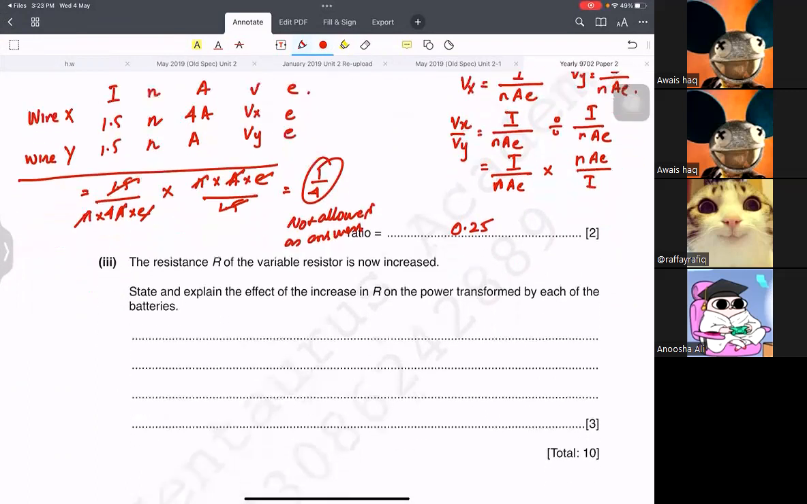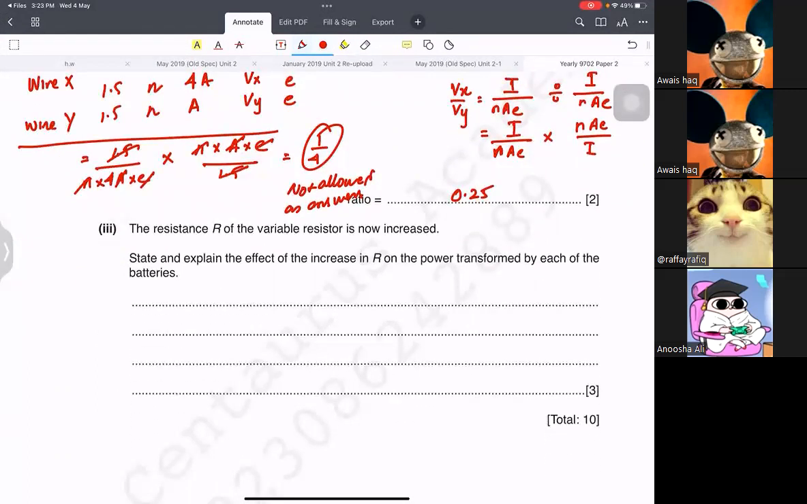Okay. Now, the resistance, R of the variable resistor, is now increased. State and explain the effect on the power transformed by each of the batteries. Okay. So, well, I could say the voltage remains the same, right? So I'm going to say power is equal to V square over R.